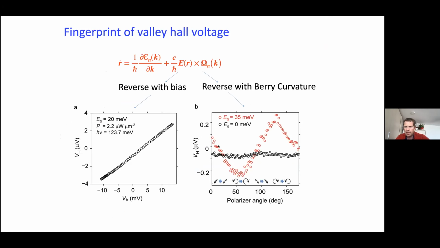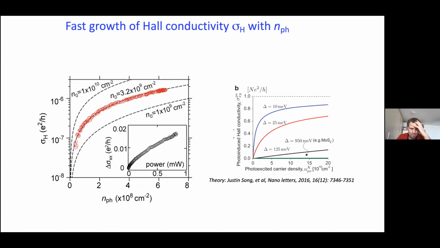So we can indeed see that if we change the polarization, it makes this oscillatory movement that shows that there is a Hall voltage when we shine circularly polarized light. When we shine linearly polarized light, there's no Hall voltage, and then it changes sign. We also see that when we pump more carriers, there's a stronger Hall conductivity, which is also consistent with the theory work.